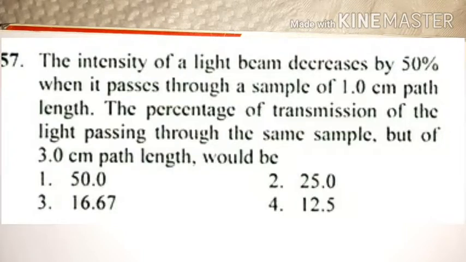Okay, so friends, first of all, in this question we have a sample in a 1 centimeter path length. And when a light beam passes through this sample, its intensity will decrease by 50%. Now we take the same sample in a 3 centimeter tube, and now you must conclude the transmission of light, or what percentage of light beam decreases after passing through this solution. Okay, this is the explanation of your question, and remember, this question is coming for 2 marks. Understand? So let's do the solution of this question.